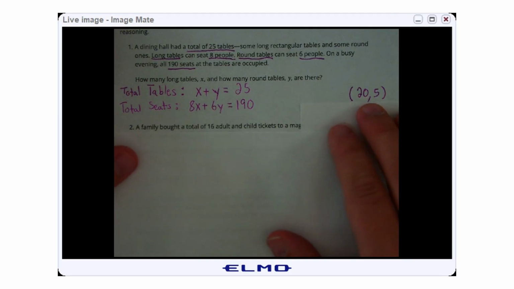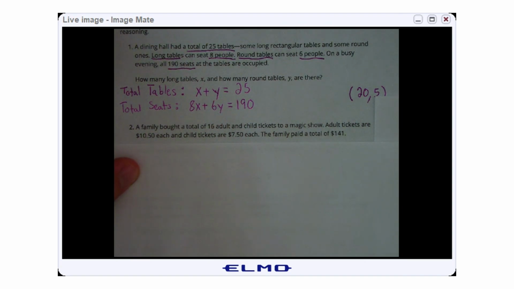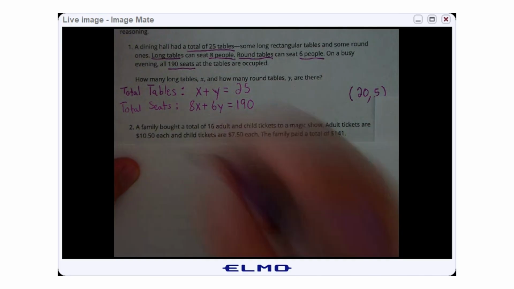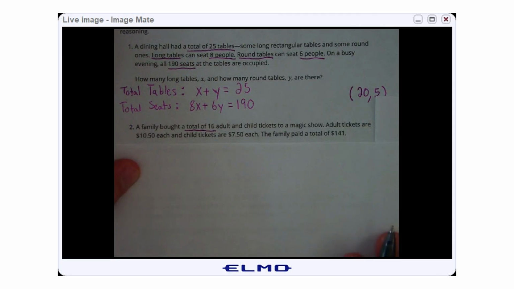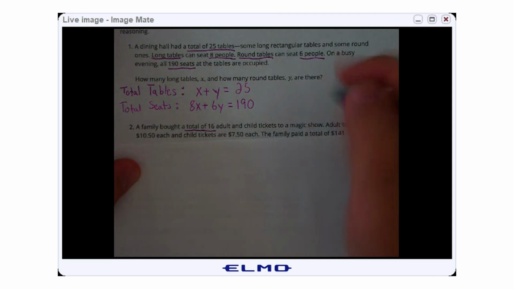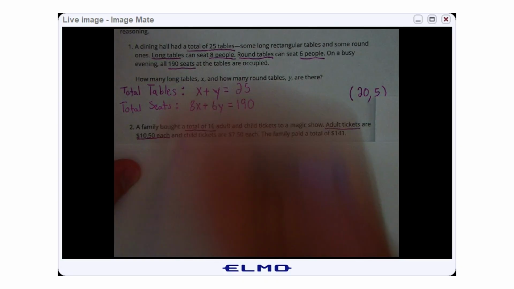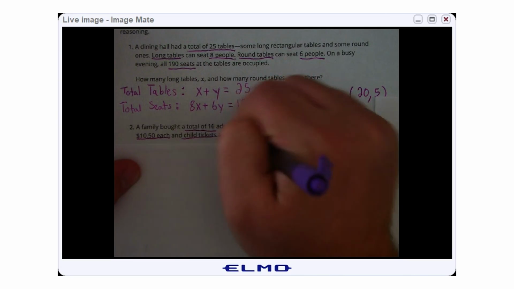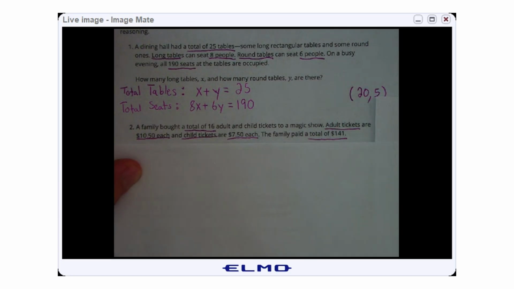All right, so our next equation says a family bought a total of 16 adult and child tickets to a magic show. So a total of 16. Okay, it says adult tickets are 10.50 each, so that's kind of important. So I'll underline that. Are 10.50 each, and child tickets are 7.50 each. It says the family paid a total of $141.